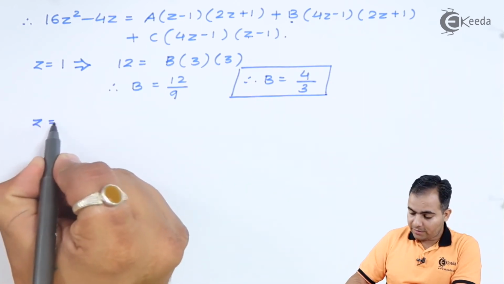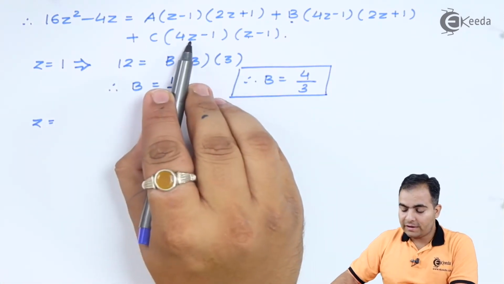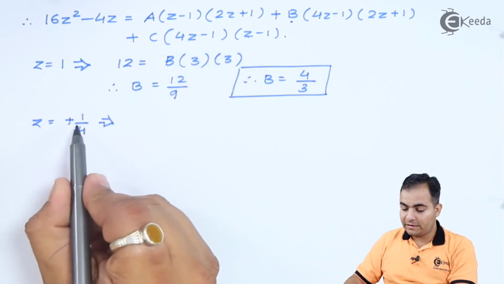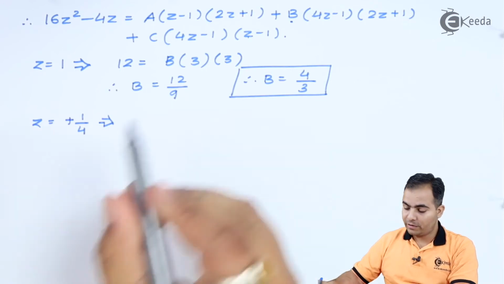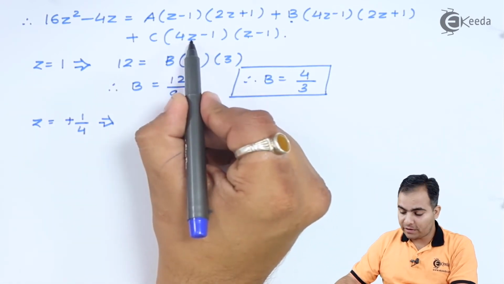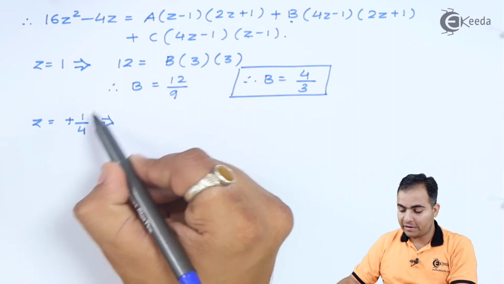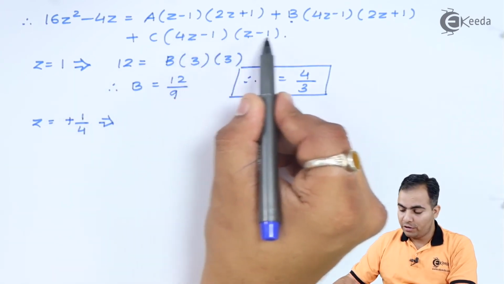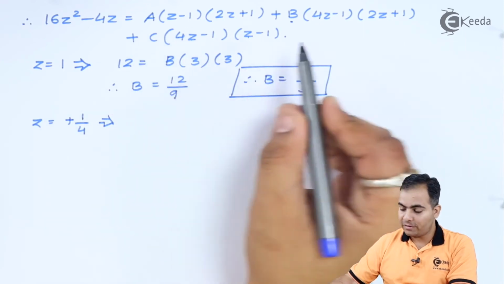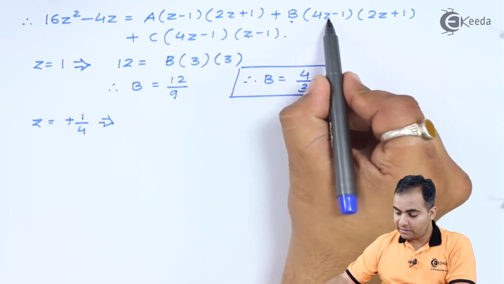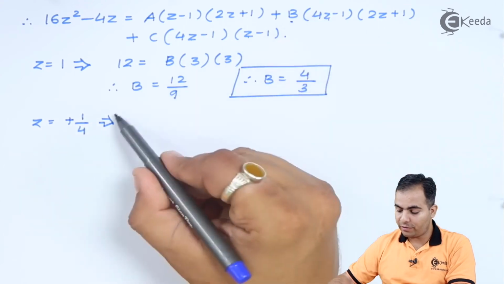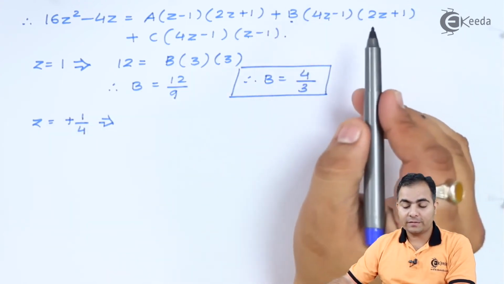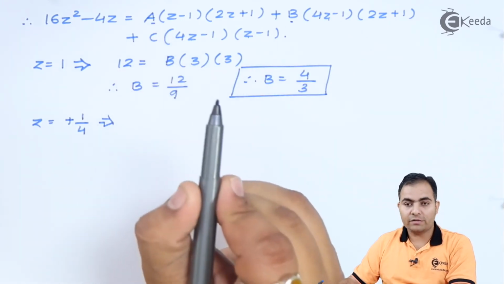Now I'll substitute z equals to plus 1 by 4. So this z is replaced by plus 1 by 4, so automatically 4 and 4 will get cancelled, so we will have only 1 over here, and 1 minus 1 becomes 0, so the whole C product term is replaced by 0. Similarly, look at here also, if this z is replaced by 1 by 4, then 4 and 4 will get cancelled, only 1 will be there, and 1 minus 1 is 0, so the whole B term is replaced by 0, so you will get only the answer for A.